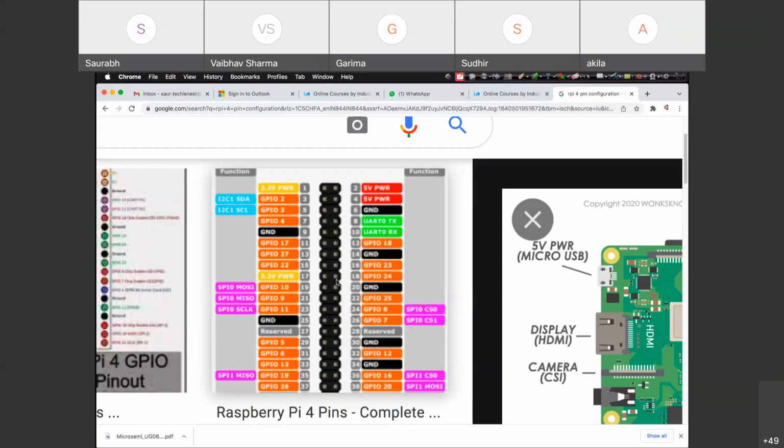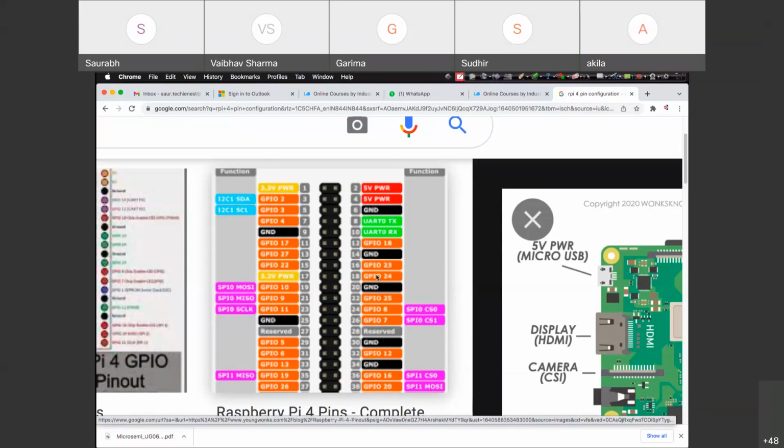A couple of other ports are available in Raspberry Pi: you can connect your camera, you can connect your display board directly, and you can connect an Ethernet port as well. The LAN protocol is also available in Raspberry Pi. So overall, these are my GPIO pins. Right now, we are talking about digital sensor interfacing.